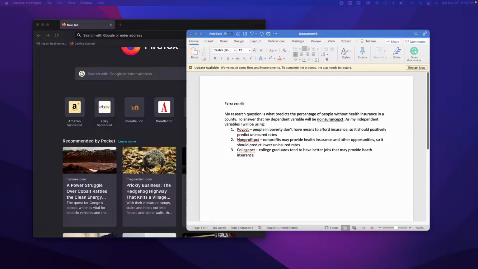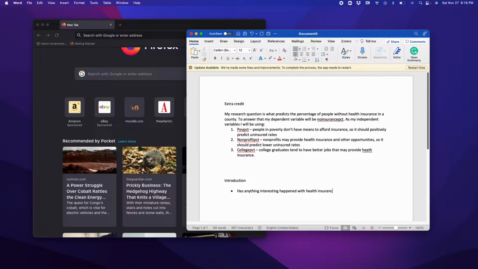But when I'm starting a new introduction, a few questions are going to motivate me to write it. And so for the introduction, we'll pull down a bullet list. So I might want to think about, has anything interesting happened with my subject, with health insurance? Has anything interesting happened with poverty in the United States? Has anything interesting happened with election turnout? All right. But has anything interesting happened with health insurance?